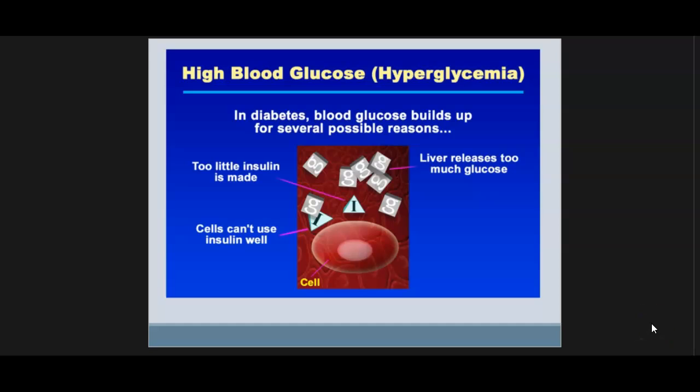So high blood glucose, hyperglycemia, in diabetes: blood glucose builds up for several possible reasons. The glucose will build up in the blood either because, again, the liver's making too much glucose and it just can't keep up with it, or there's not enough insulin to carry the glucose out of the blood, or the cell just can't use the insulin to help get it into the cell and out of the blood.